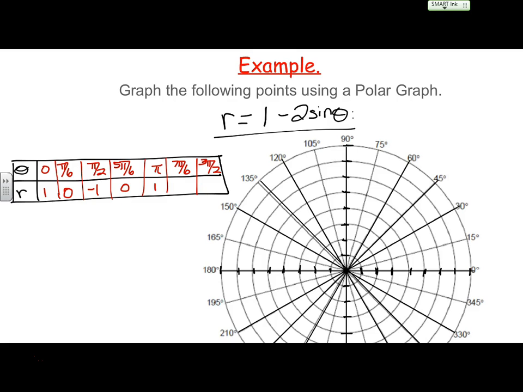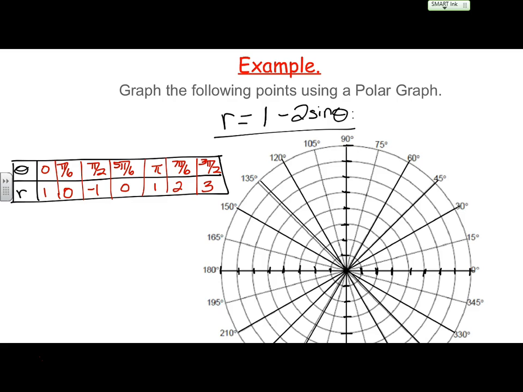1 minus 0 is 1. Sine of 7 pi over 6 is negative 1 half, times negative 2 is positive 1, plus 1 is 2. And sine of 3 pi over 2 is negative 1, times negative 2 is positive 2, plus 1 is 3. Okay. Thank you guys for giving me a second.